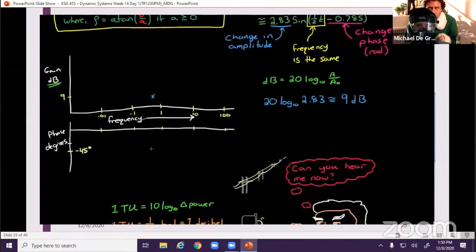You can do the same for phase, but you first have to convert 0.785 radians into degrees because it's traditionally shown in degrees, and that's negative 45. This is the frequency response for a single sine wave. But remember, we're interested in plotting the gain and phase across the entire spectrum.